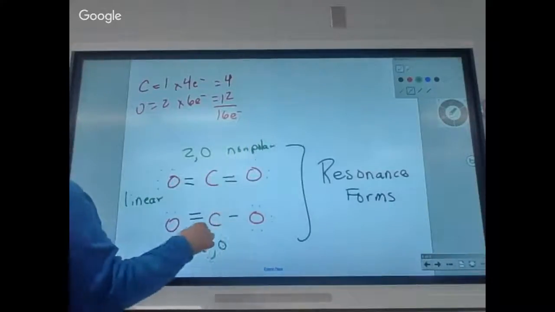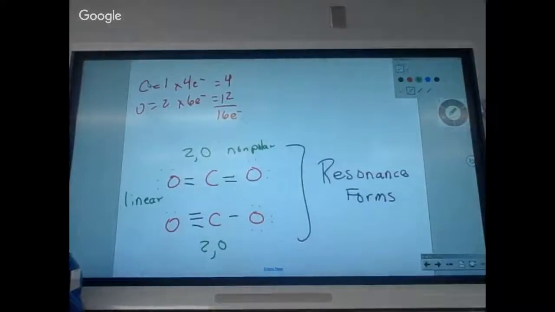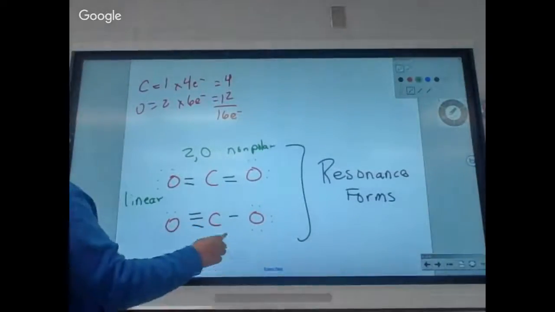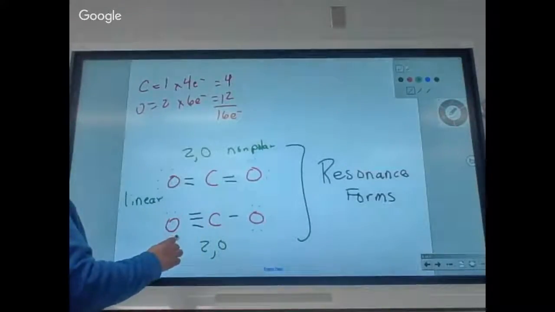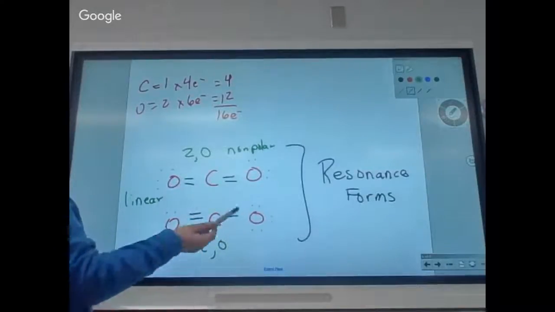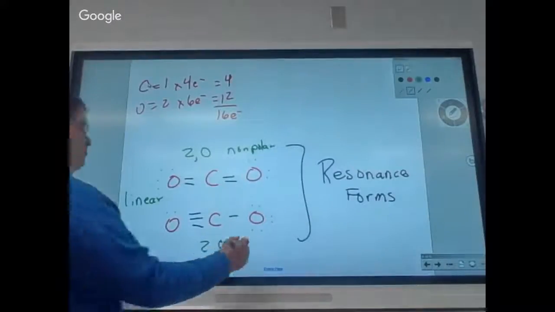Are the bonds the same? Yeah. Remember, when I ask are the bonds the same, we're talking about for the purposes of subtracting the electronegativities. If I subtract C and O, and I subtract C and O using the electronegativity, will I get the same number? Yes. So are the bonds the same? Yes. Do I have any lone pairs? So is it polar or nonpolar?